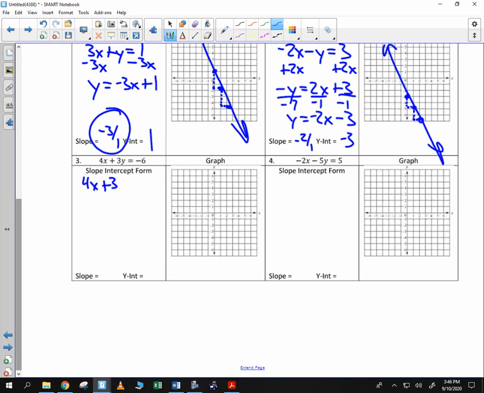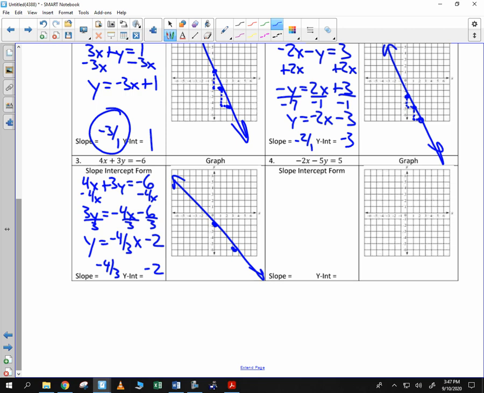4x plus 3y is -6. Subtract the 4x. And 3y is -4x minus 6. Divide by 3. Y is -4/3 x minus 2. So the slope is -4/3, and the y-intercept is -2. I plot -2. Slope is -4/3, so down 4, 1, 2, 3, 4, and over 3, 1, 2, 3. There's my line.